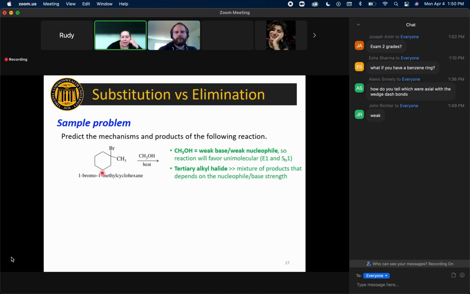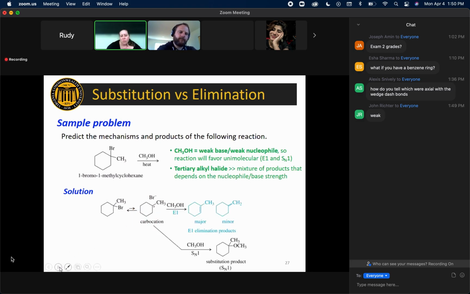So the first thing that's going to happen is that we're not going to deprotonate, we're going to break our alkyl halide bond, create our carbocation, right? And then from this carbocation, we will get both E1 and SN1 reactions occurring. In an SN1 reaction, the substitution, our methanol nucleophile will create a new oxygen-carbon bond right here. And then after deprotonation, this would be the product.